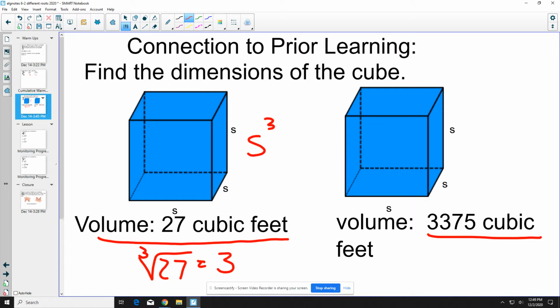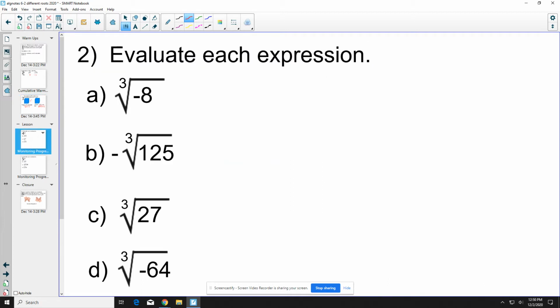So then what I did is I tried 15, because 15 ends in a 5, and this answer ends in a 5. And when I took 15 times 15 times 15, I did get 3,375. So the cube root of 3,375 would be 15. All right.